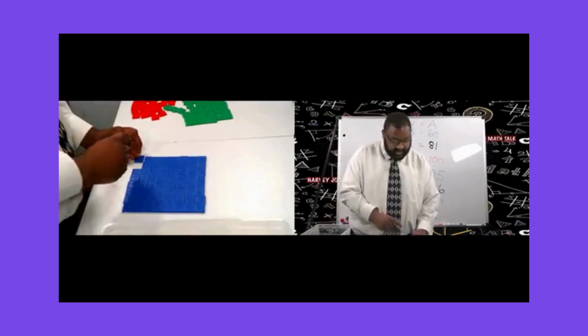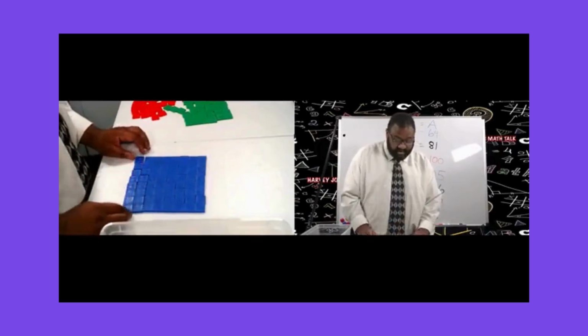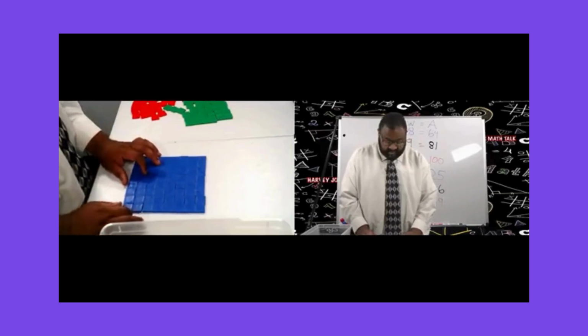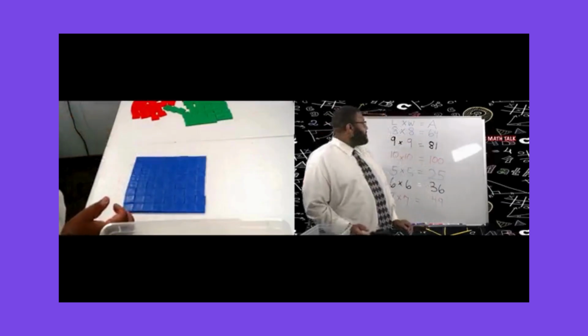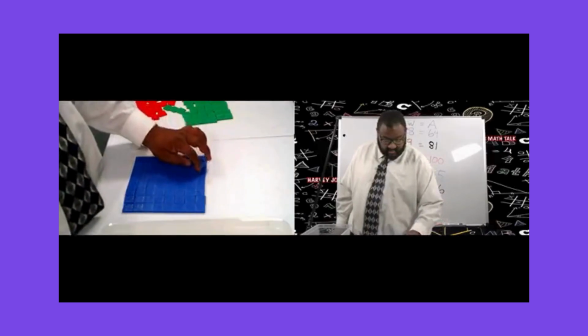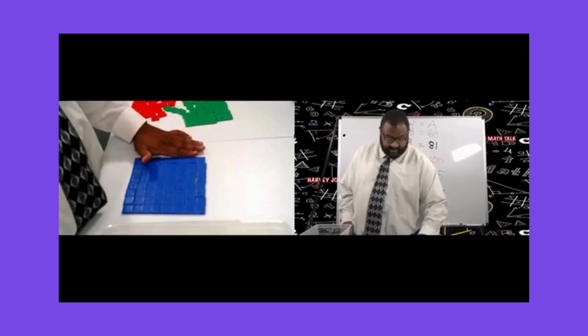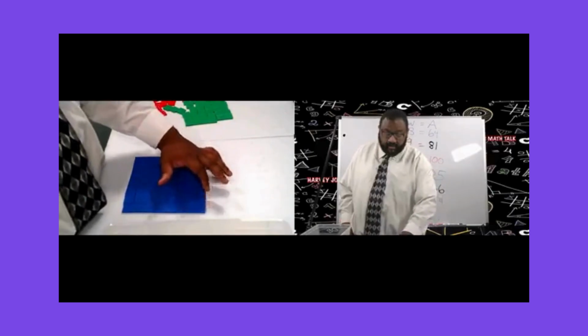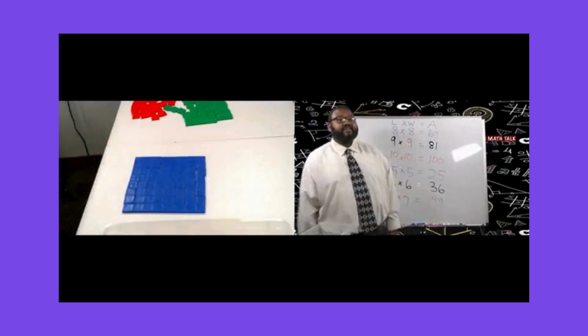Got 2 more blocks here. Let me check and make sure I'm on track and make sure I did what I need to do. This should be our 8 by 8. 1, 2, 3, 4, 5, 6, 7, 8. 1, 2, 3, 4, 5, 6, 7, 8. 8 by 8 will give us 64. So I had to use 64 blocks here to make this.